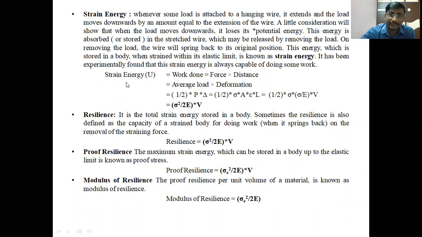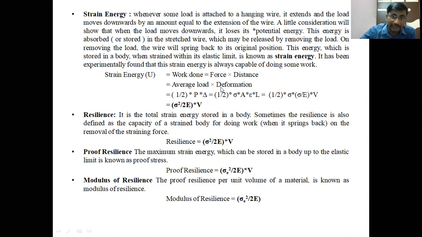So therefore work done is equal to strain energy. Mathematically strain energy can be represented by U, capital U, that is equal to work done. That is equal to work done means force into distance, force applied on the member into distance moved by the member. If you apply the gradual load from 0 to maximum, the average load is half into P. If you apply the load P on the member from 0 to maximum P, gradual load, the average load is taken as half into P. 0 plus P by 2, that is P by 2 is the average load.